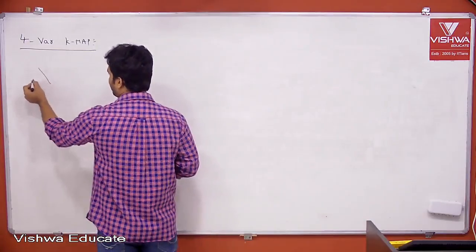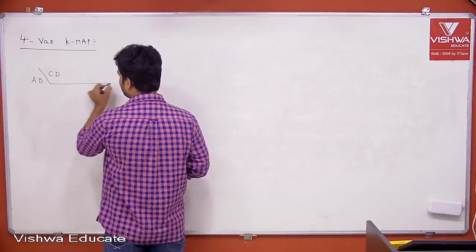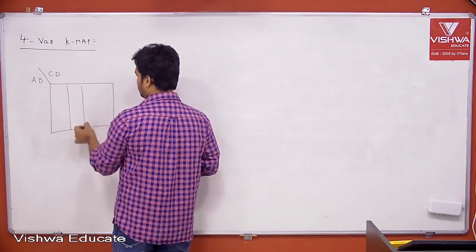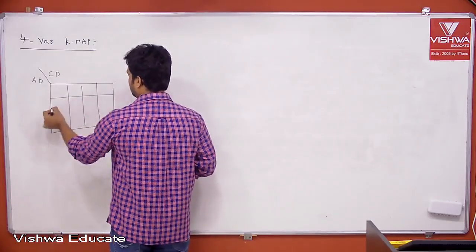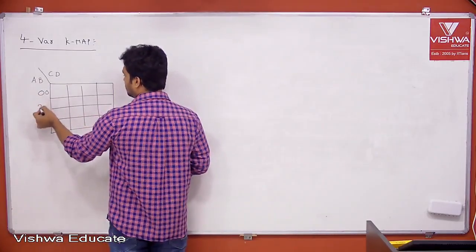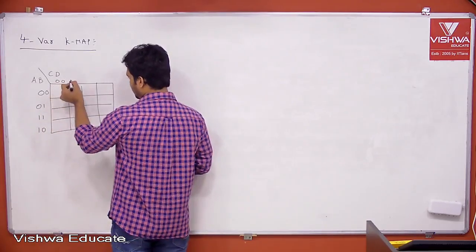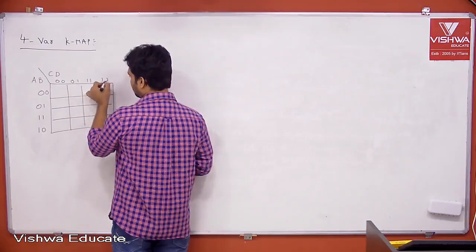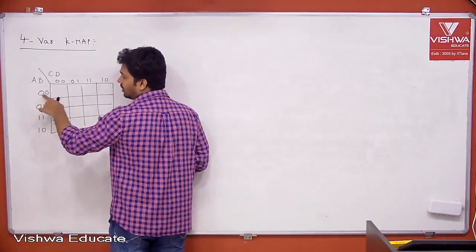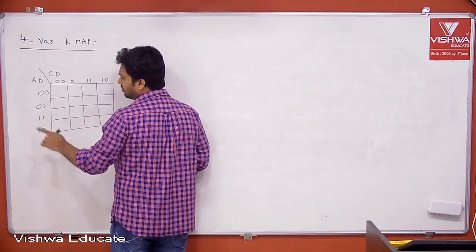See, we have 4 variables A, B, C, D. As we discussed in the last lecture, here we take the possibilities of 0, 0, 0, 1, 1, 1, 1, 0, gray code. Here also 0, 0, 0, 1, 1, 1, 1, 0. Here you can understand 0, 0 meaning is A bar, B bar. Here A bar, B. Here A, B. Here A, B bar. Like that.